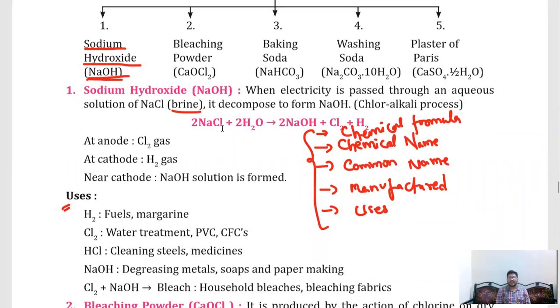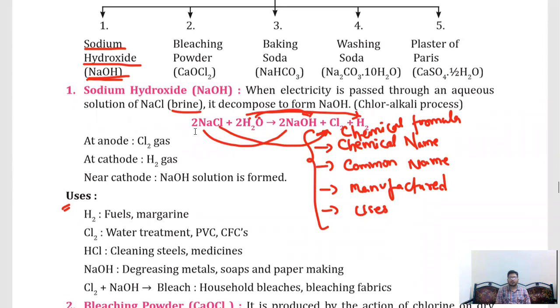If you pass electricity through it, from NaCl, Na will be displaced, and from H2O, OH will be displaced. Here you can find NaOH, and chlorine will be displaced out, and hydrogen gas we can get here. This equation is so important. They might ask you in the examination how sodium hydroxide is manufactured.